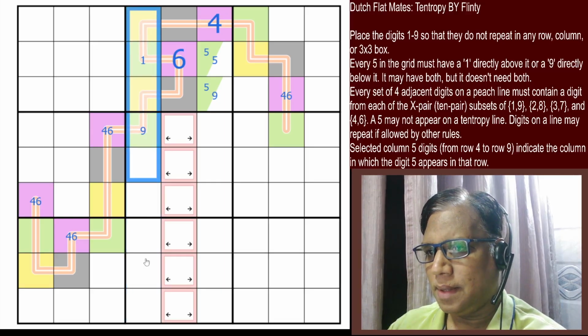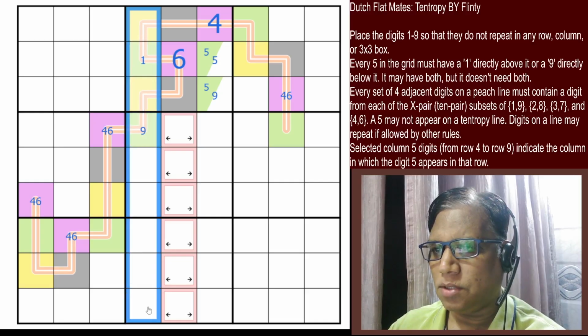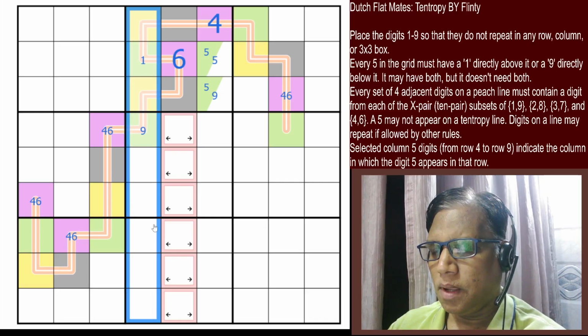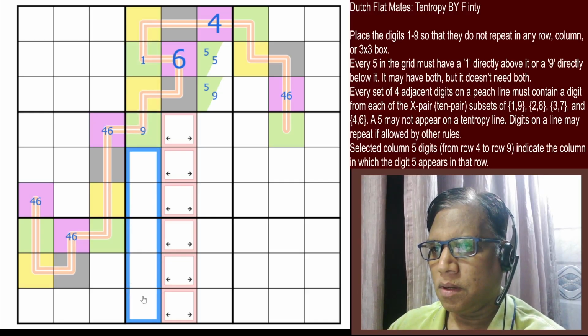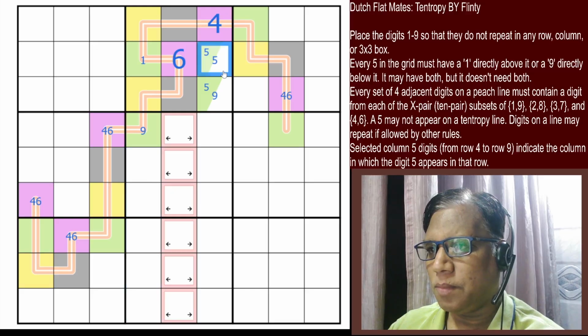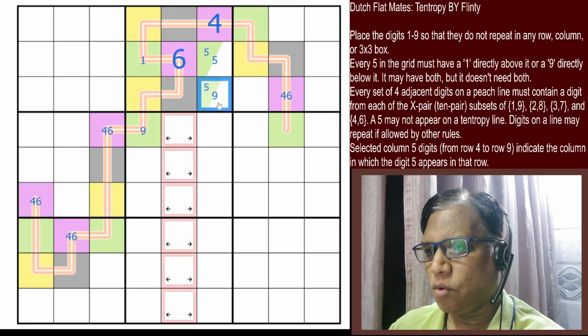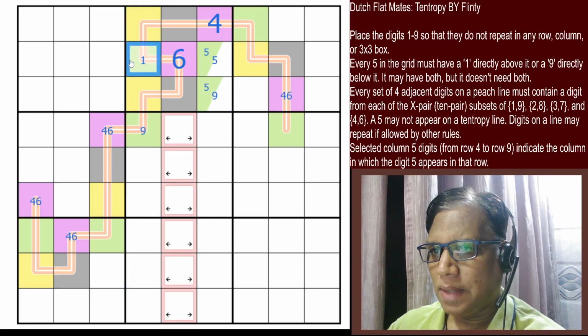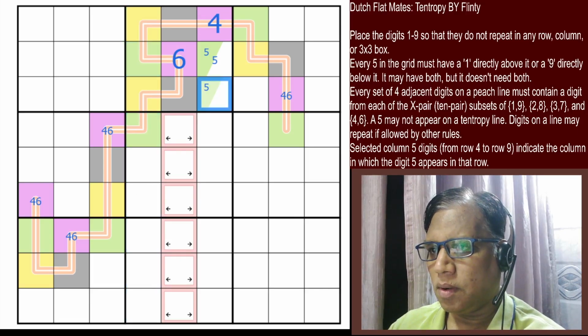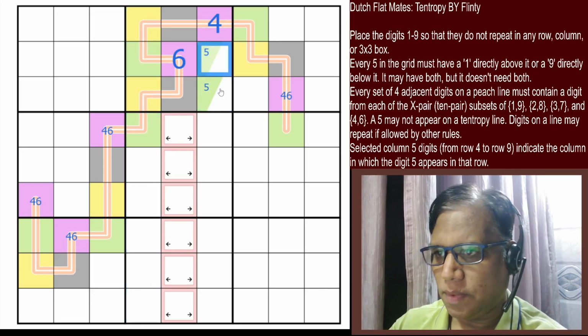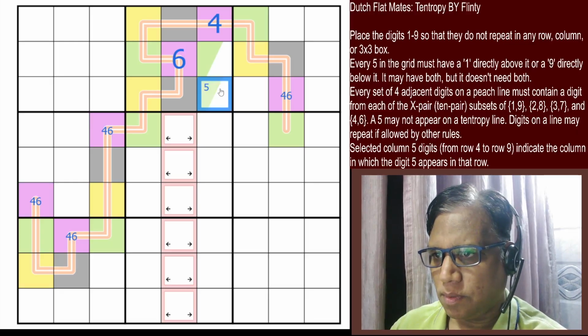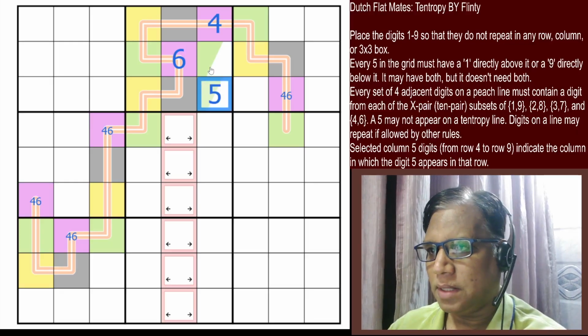And now look, you cannot have 5 here, in this column. That means that cannot be 5, because if that's 5, that is definitely going to be 9, which is green. That green has to be 1, this green has to be 9, and you cannot have 5 here. Okay, I think that's correct. That cannot be 5, this has to be 5. And that means that has to be 3.